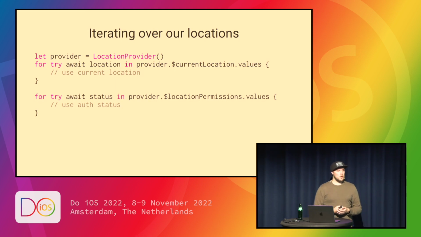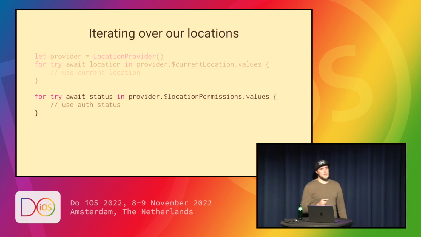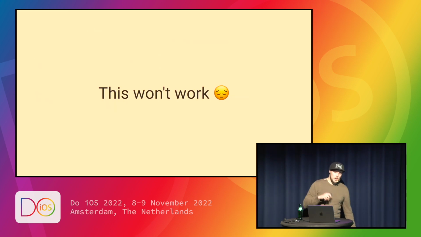Let's say we have our location provider, and we do for try await in locationProvider.currentLocation.values. That creates that async stream, that async sequence, of locations. And we have for try await status in locationProvider.locationPermissions.values. That's fantastic, right? We have two for loops. They get the data that we need. This is a lot easier to read than the Combine version, except this will not work.